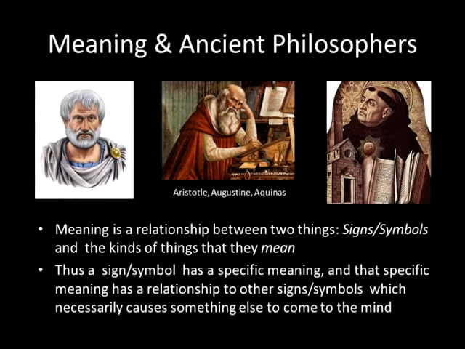A deconstruction of meaning. We begin by looking at the definition of meaning according to ancient philosophers. Essentially, their researches and studies imply that meaning is a relationship between two things, specifically signs and/or symbols, and the kinds of things that they mean. Essentially, they highlight that a sign or symbol has a specific meaning that has a relationship to other signs and symbols, which necessarily cause something else to come to mind, often in relation to the original symbol.